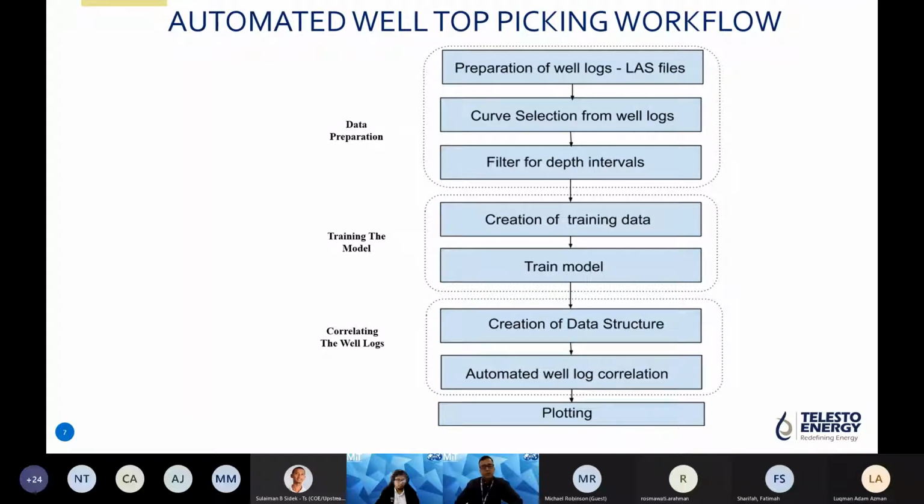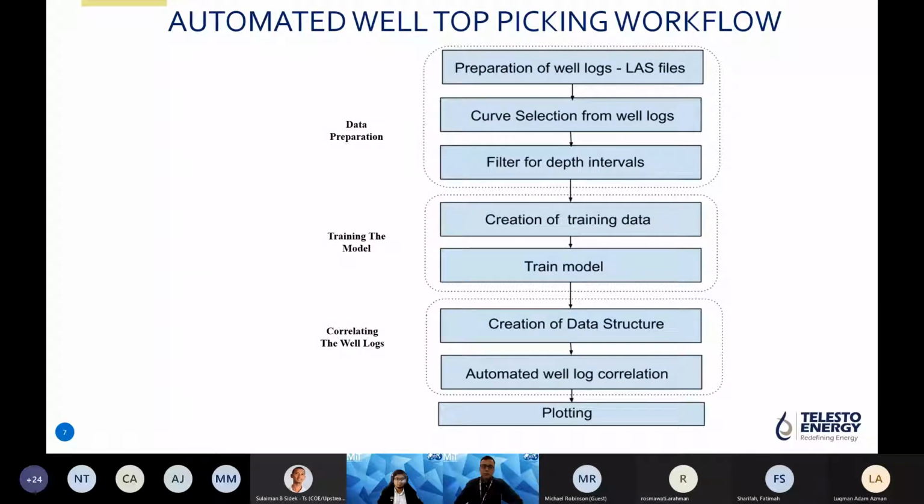One is data preparation and model training, and doing the actual auto well correlation. Data preparation is very conventional, very typical of what is being done on a day-to-day basis. You prepare the log files and train the model. In training the model, we have taken some type logs. Type logs are wells wherein the log signature is very typical for a particular reservoir or a particular zone, and so we have used those type logs for creating training data, and using that training data, we train the model.